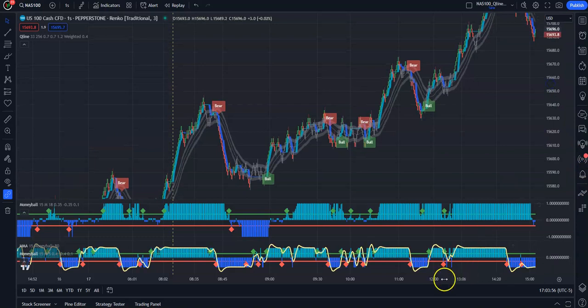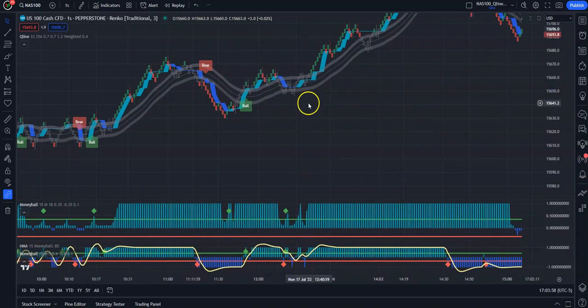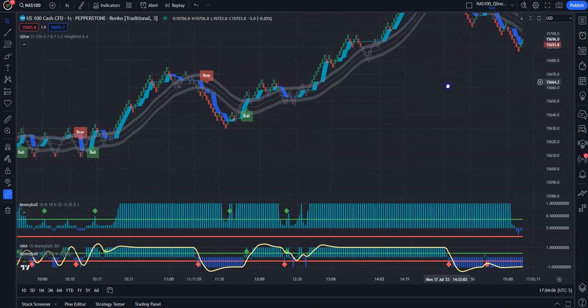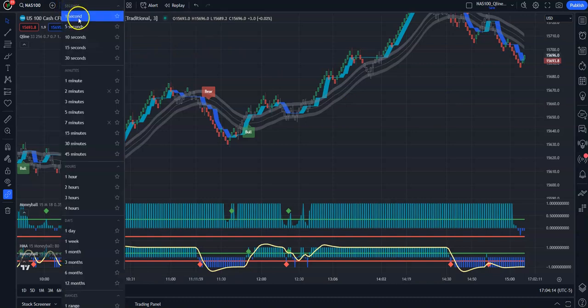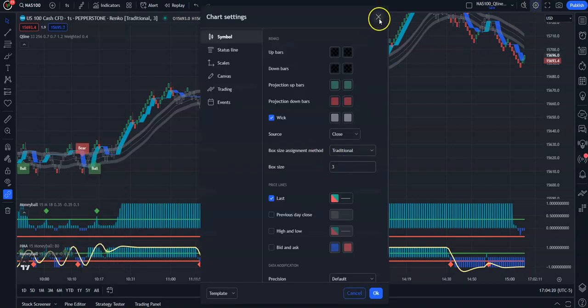So Renkos have a consistency because the bodies, not the wicks, but the bodies are always 3 points. And I can adjust that higher or lower. So that's one beauty of Renkos, is you can fine tune timeframes. So I have the best data possible. I'm on a premium subscription, so I have 1 second data that's building my 3 box size Renko charts bar by bar.